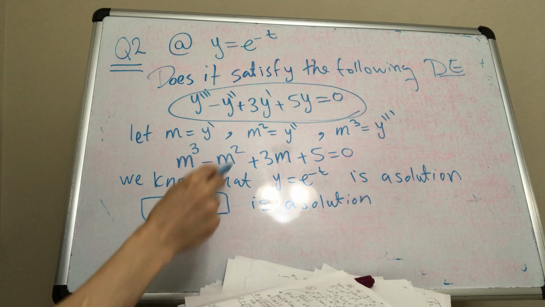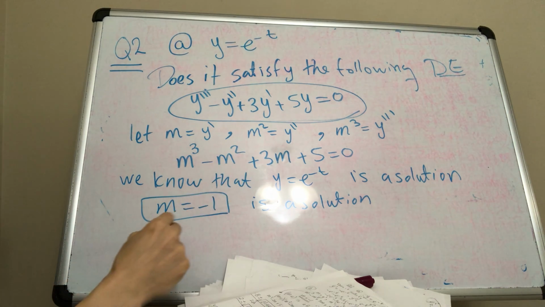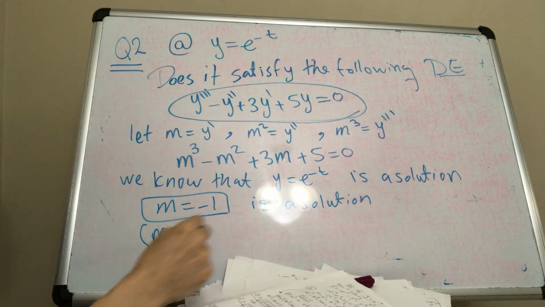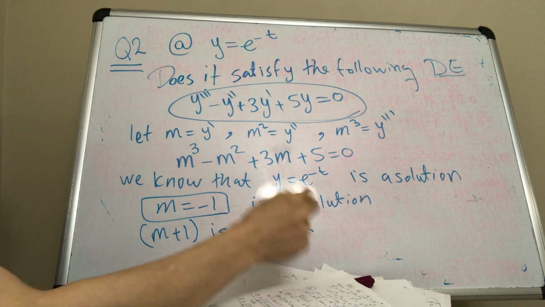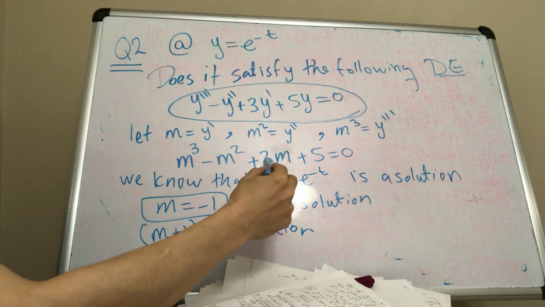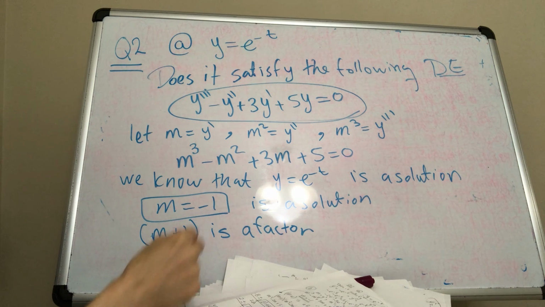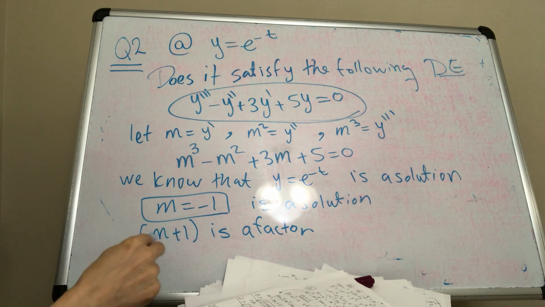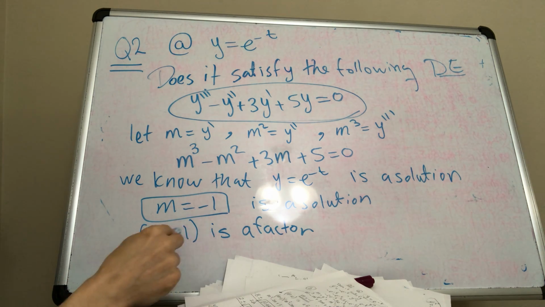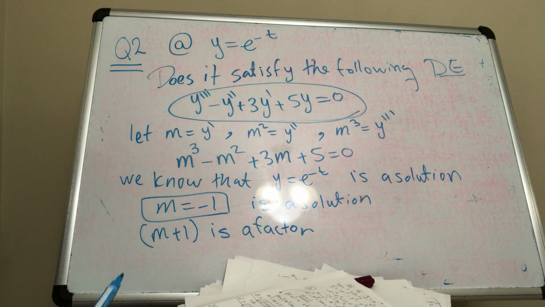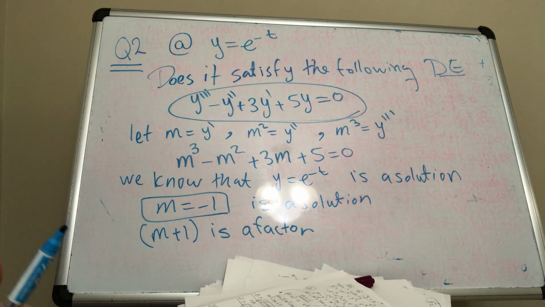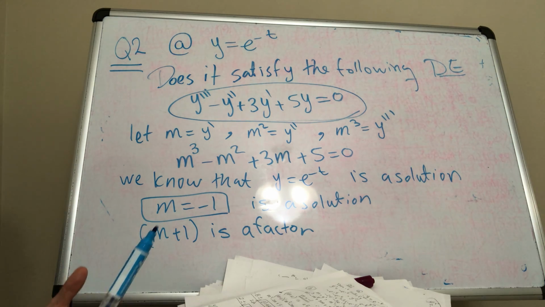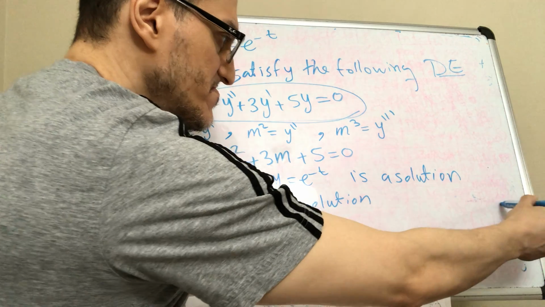If m minus 1 is a solution to this, that means that m plus 1 is a factor. So if you wish to factor this, m plus 1 must be one of the factors, because think about it, if m plus 1 equals 0, then m is negative 1. So m plus 1 must be a factor of this. To figure out the other factor, we do long division.